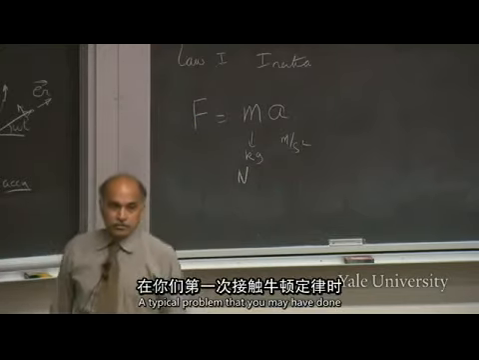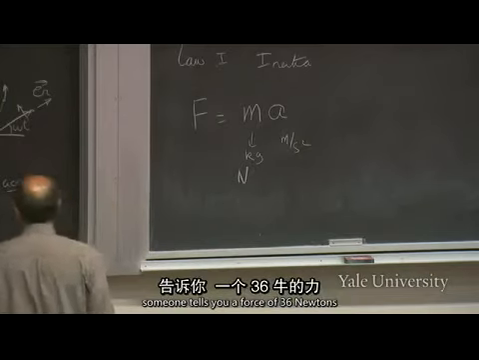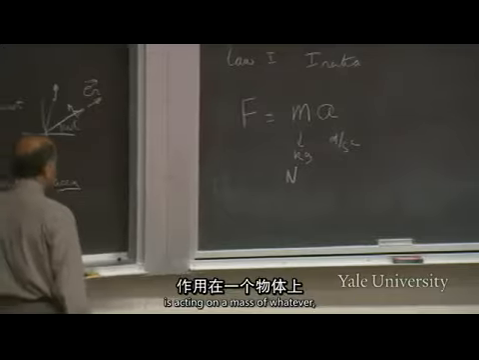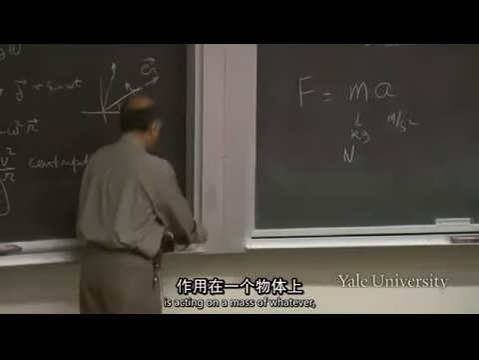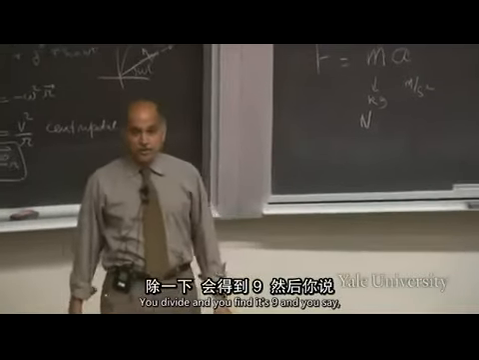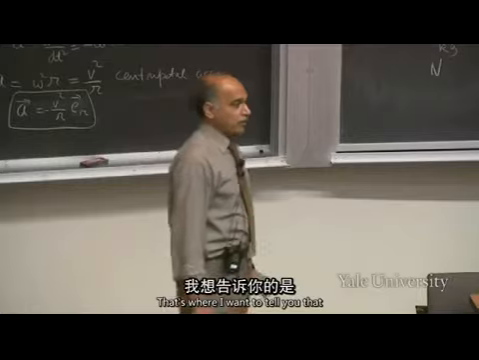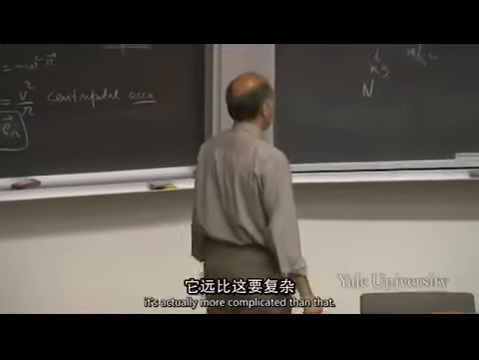So a typical problem that you may have done, in your first pass of Newton's law: someone tells you a force of 36 newtons is acting on a mass of, say, 4 kilograms, what's the acceleration? You divide and you find it's 9, and you say, okay, I know what to do with Newton's laws. That's where I want to tell you that it's actually more complicated than that.